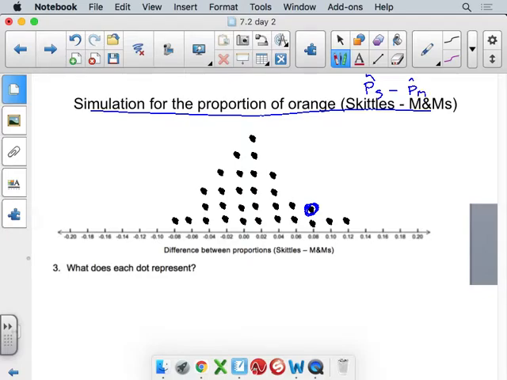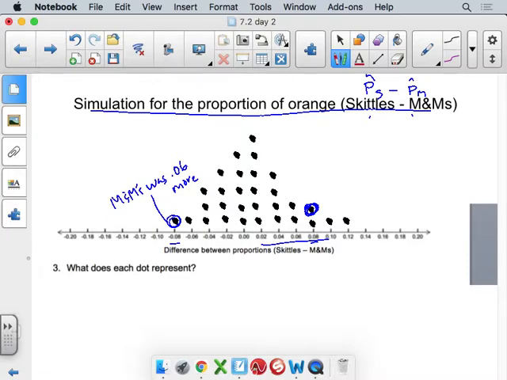You can see we've got some positive numbers and some negative numbers. This number right here means that when you did Skittles minus M&Ms, it was negative 0.08. That meant M&Ms was 0.06, or 6%, more than Skittles. When you do Skittles minus M&Ms, if it's negative, that means M&Ms was more. Anything that's positive meant Skittles was more.